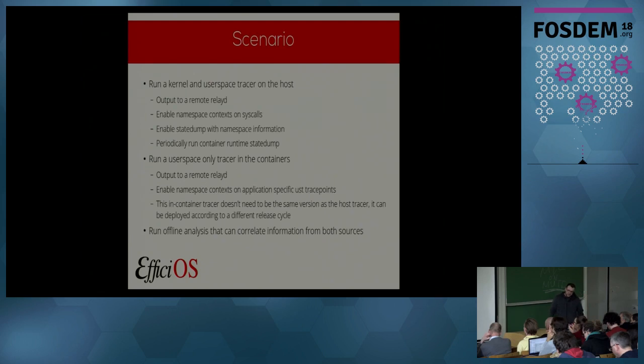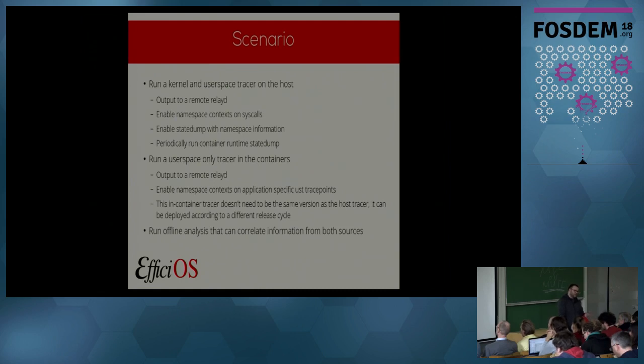And so with those tools, a complete scenario would be to run a kernel and user space tracer on the host, so you can get kernel traces and get the state dump or the name resolution from the container runtimes. And then for the containers where you're running applications that you could instrument with the kernel, the user space tracer, you could also run one LTTng instance in each of those containers. The version could be completely different from the host system.